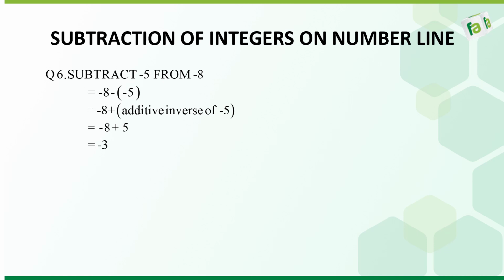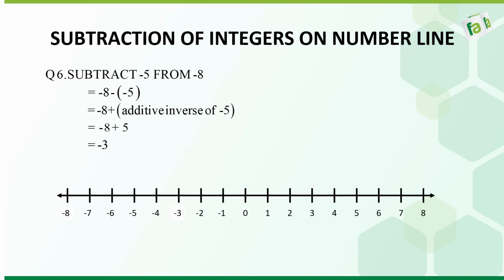Let's represent it on a number line. Here is a number line. Firstly, we will have to locate minus 8 on the left hand side of a number line. After this, we are required to move towards right to add 5. This takes us to our final answer, that is minus 3.